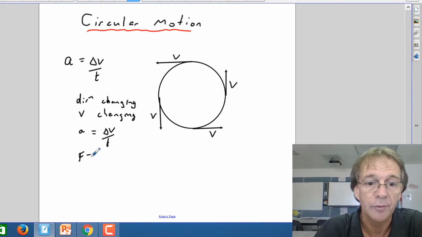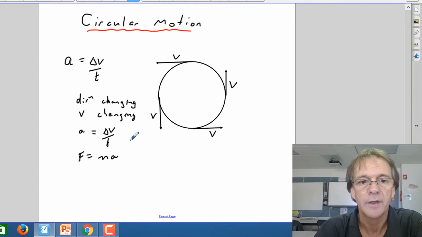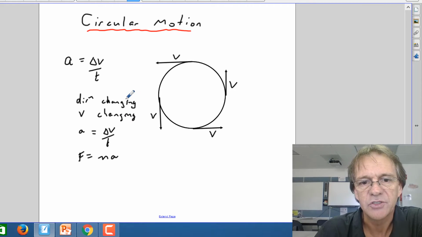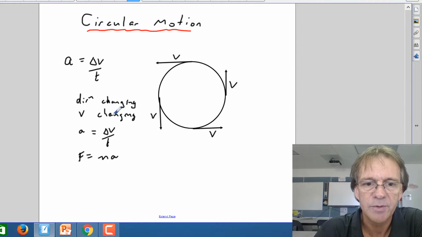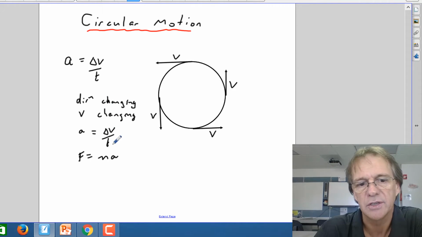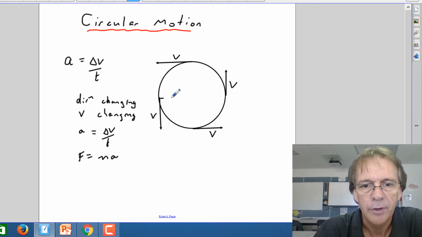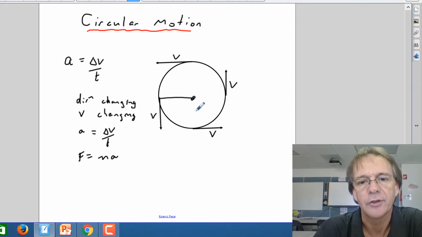And that means a force is needed, obviously, because of Newton's second law. So that's one way of looking at this. This is changing direction, and therefore the velocity must be changing. Therefore, you've got a change in velocity over a certain time, so an acceleration, and therefore a force. And that force could be provided by lots of things. Things that are going in a circle need to have that force provided to stay in a circle.